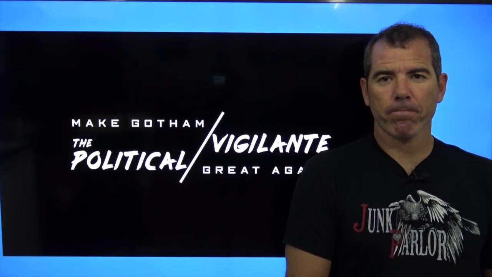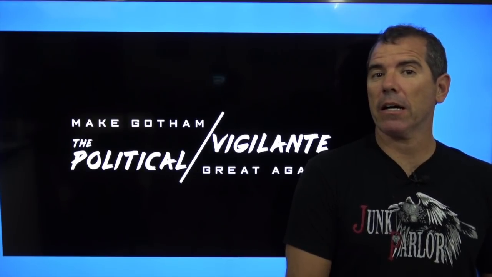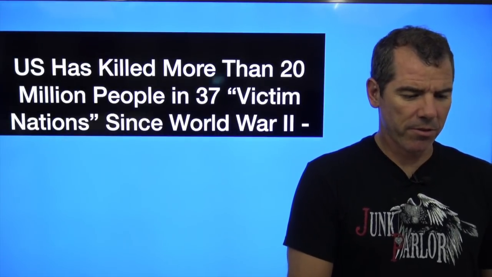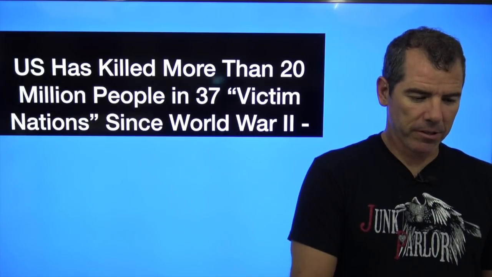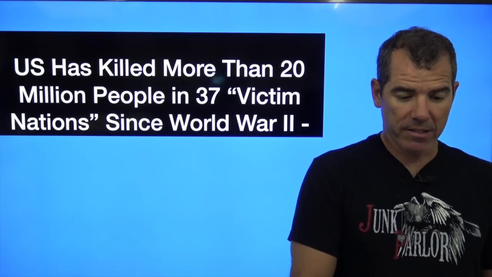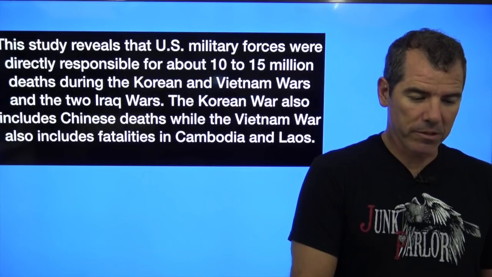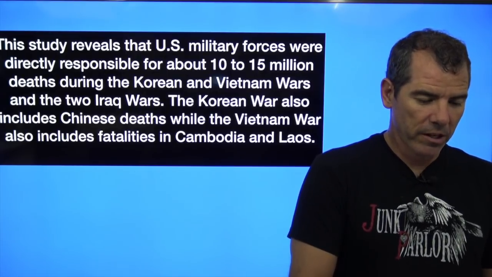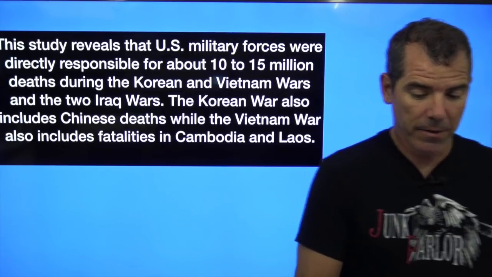This article came out in the Global Research Initiative in 2015, and they reprinted it again a couple months ago, this summer of 2018. The United States has killed more than 20 million people in 37 victim nations since World War II. This is pretty startling, 37 victim nations since World War II. They estimated somewhere between 20 and 30 million people. This study reveals that the U.S. military forces were directly responsible for about 10 to 15 million deaths during the Korean and Vietnam Wars and the two Iraq Wars. The Korean War also includes Chinese death, while the Vietnam War also includes fatalities in Cambodia and Laos.